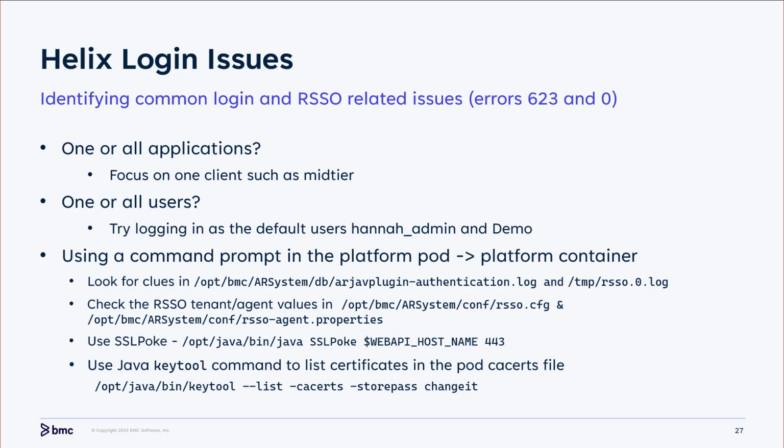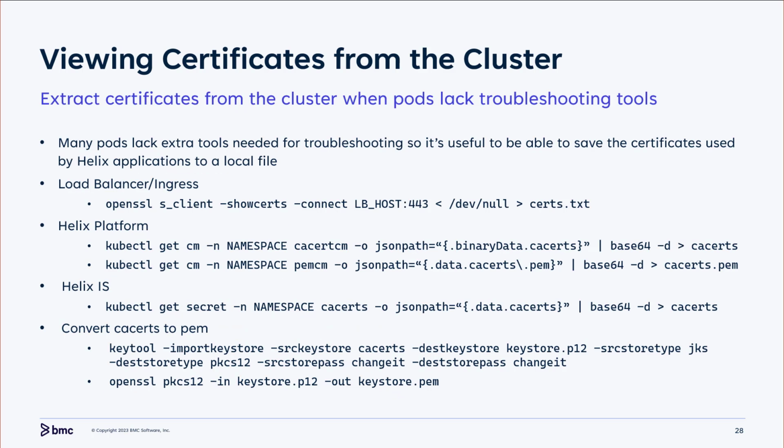Use SSL poke if you can. The platform pod includes the Java compiler, at least the current versions do, so you should be able to download and run SSL poke in there to validate that the CA certs file that's in the pod has the certificates. Or again, you can use the keytool command to list and have a look. You can't use things like curl and OpenSSL in the platform pods because we don't have the PEM version of the certificate in there. It's only the Java CA certs file that's available.